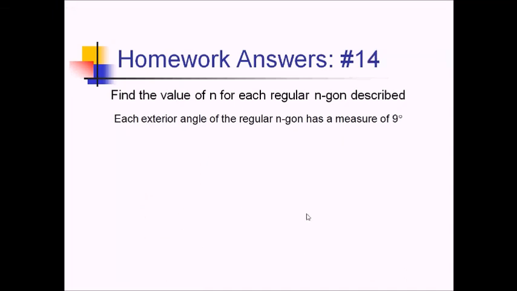For number 14, we want to figure out the value of n for this n-gon. This is a regular n-gon where each exterior angle is 9 degrees. This is actually an easier one than if they give you the interior angles, because you know what all the exterior angles add up to. They always add up to 360. So if we just do 360 divided by 9 degrees, we're going to figure out how many of those exterior angles there are. That's going to give us 40, so this is a 40-gon they threw at us.